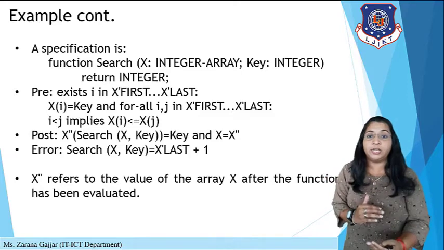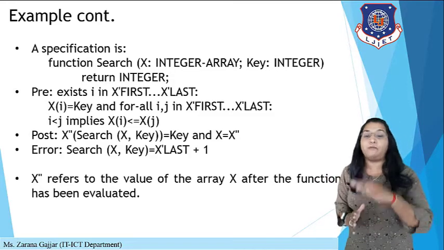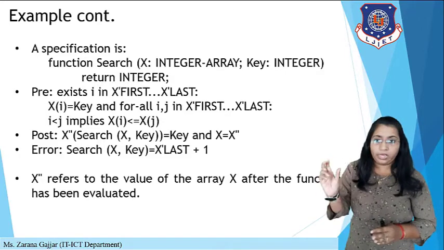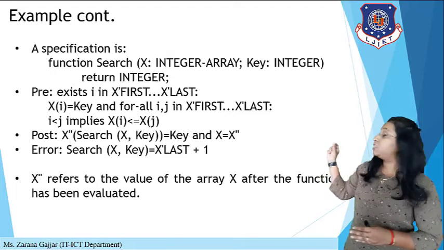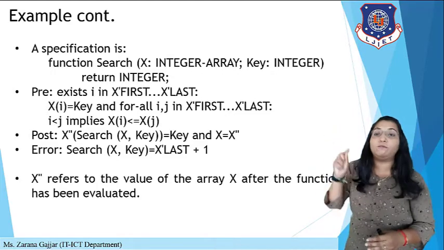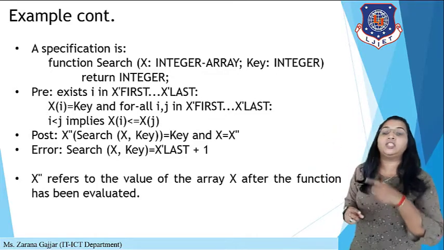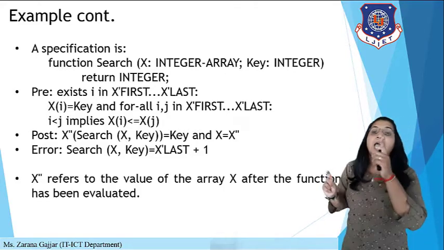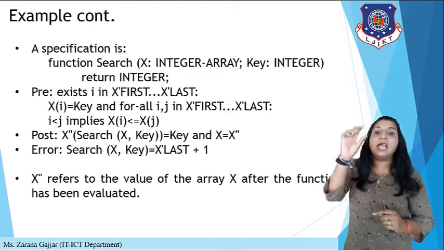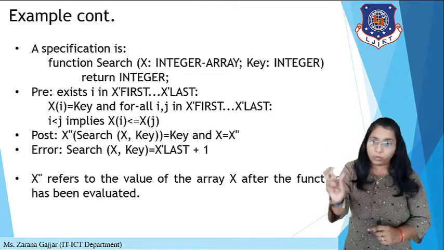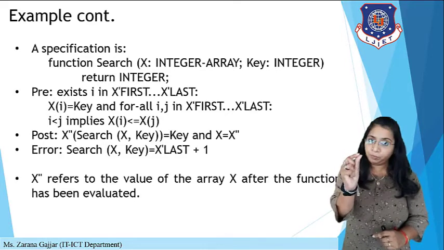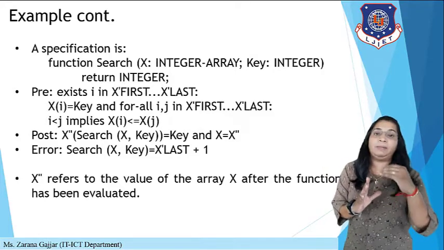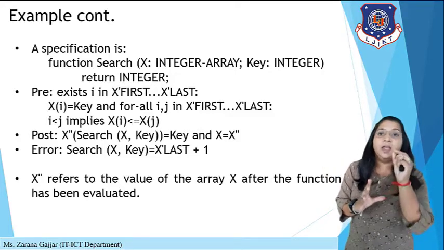Now what will be the postcondition? Post means it must be satisfied after the operation is invoked, right? So the postcondition: I am searching for a key, so x double dash refers to the value of the array x after the function has been evaluated. That's why I am mentioning x double dash in the postcondition. In brackets I have provided my search element. In the search function I have to provide my list as well as a key. So x is my list and key is the parameter I want to search for, and that is equal to key.